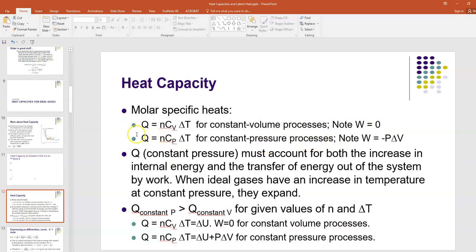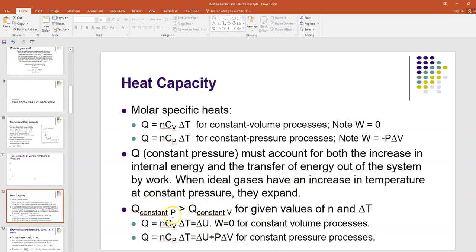Now, at constant pressure, we have Q equals n C_P ΔT. And here, again, n is moles, C_P is heat capacity at constant pressure, and ΔT is that change in temperature. For constant pressure processes, we derived this expression in a previous lecture. The work is equal to minus the pressure times the change in volume, minus PΔV. Now, you'll note that these are going to be different. The constant pressure heat has to account for both the increase in the internal energy and the transfer of energy out of the system by work. So when ideal gases have an increase in temperature at constant pressure, they're going to expand, so this has to account for that.